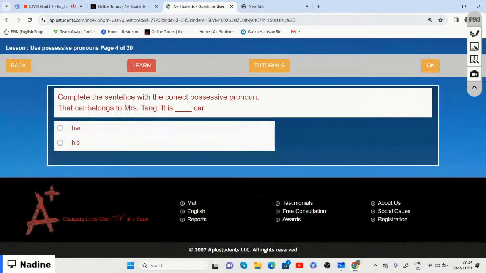And that car belongs to Mrs. Tang. So if that car belongs to Mrs. Tang, do we say it is her car or do we say it is his car? So we say that car belongs to Mrs. Tang. It is her car. And her is correct.